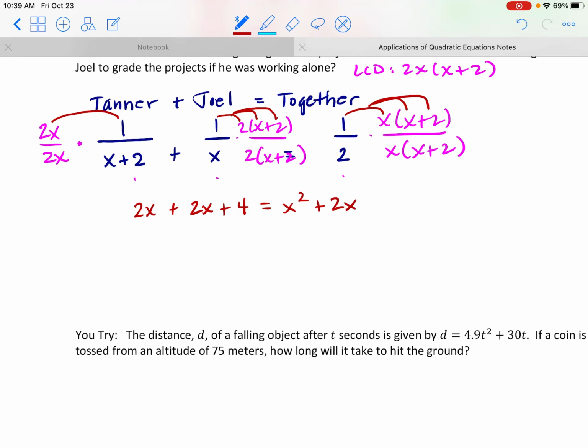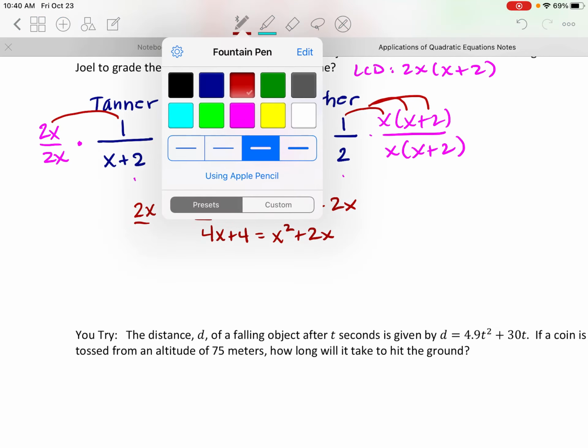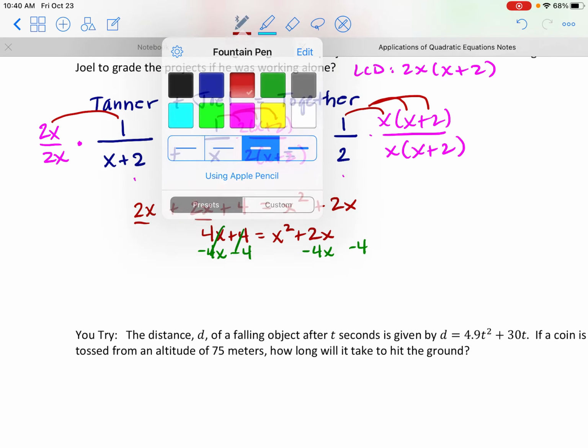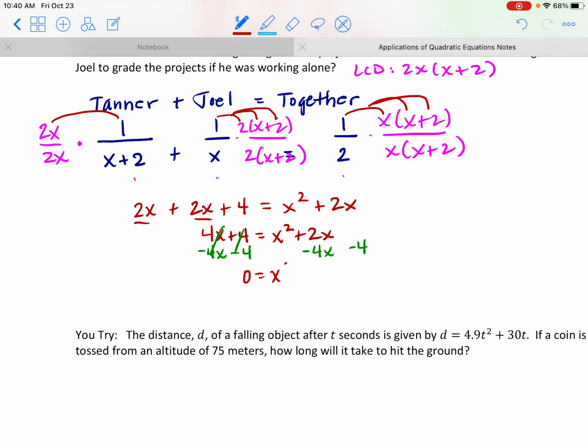So now I have my quadratic equation instead of my rational equation. And again, that's why we saw that originally in our rational unit. So this is 4x plus 4 on this side, equal to x squared plus 2x on this side. And let's see, if I get my like terms together and get everything on one side and equal to 0, we're going to be left with 0 equal to x squared minus 2x minus 4.